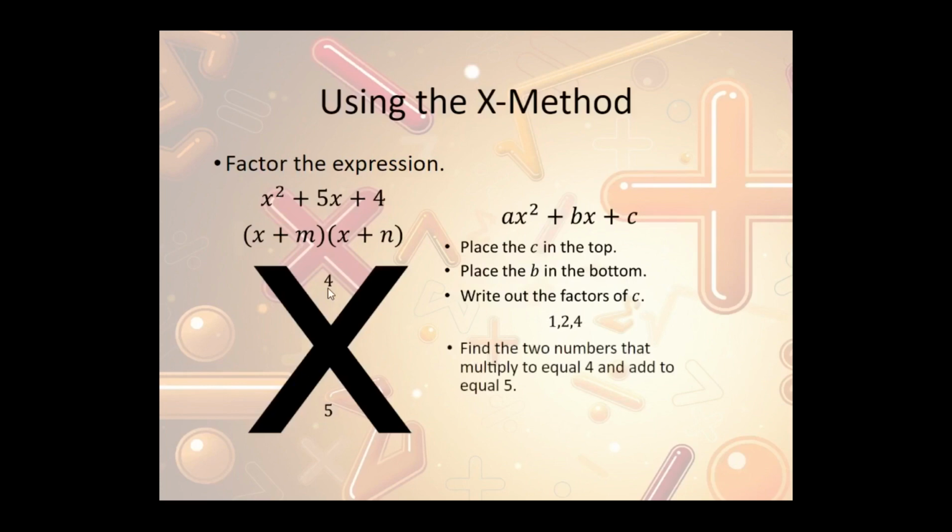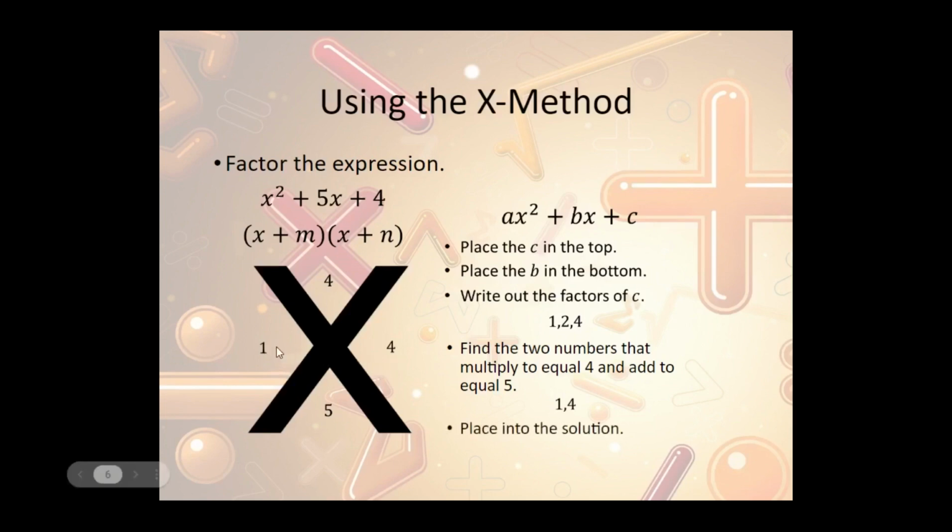Now I need to figure out which two of those numbers are going to multiply to equal 4 and add to equal 5. Well, I have 1 times 4 is 4, and when I add those two together, I also get 5. So I'm going to go ahead and put each of those on each of these sides. It doesn't matter which one goes where, as long as I have 1 and 4 on each side.